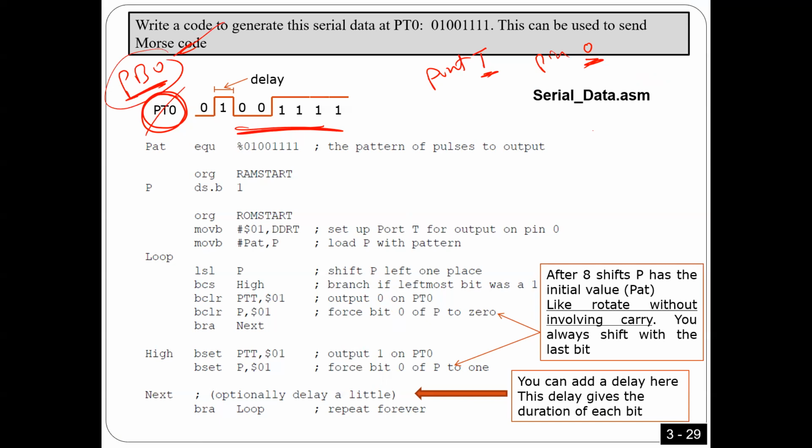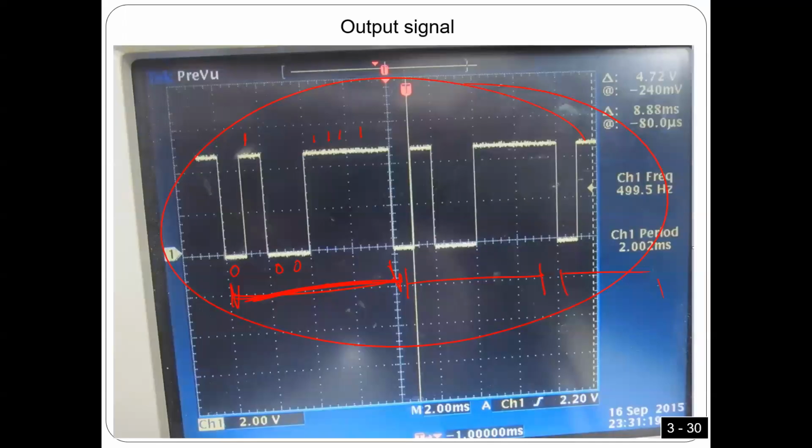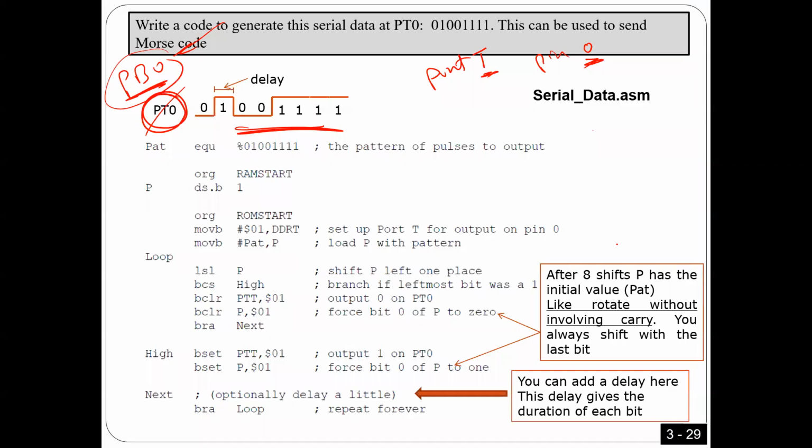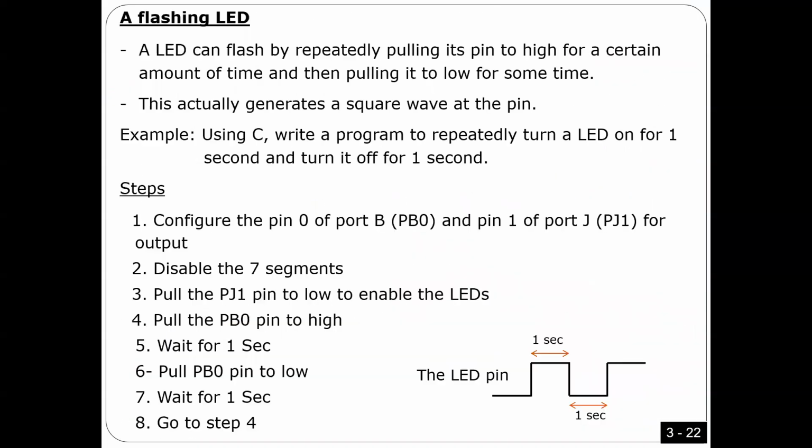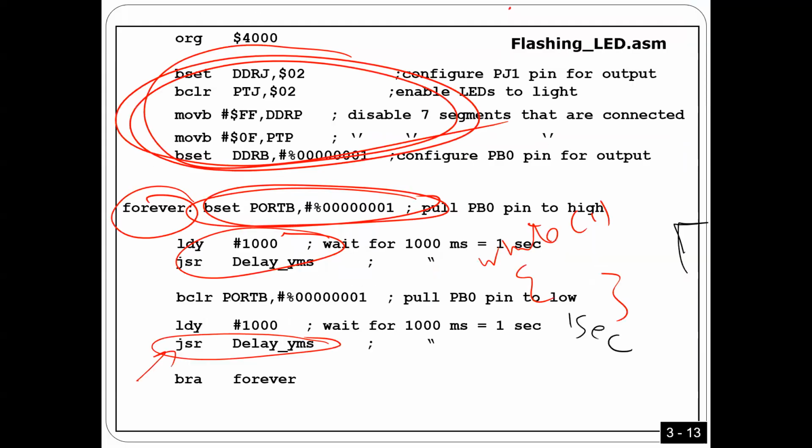If you want to see something like that, you have to bring a scope, and the scope you have to connect to PT0. Also, don't forget this important thing. You have to connect this other probe to ground. The ground of the board has to be connected to the ground of the scope, the same ground for both, and the other probe should connect to PT0. So where is this ground on the board and where is PT0? I'm going to show you here.